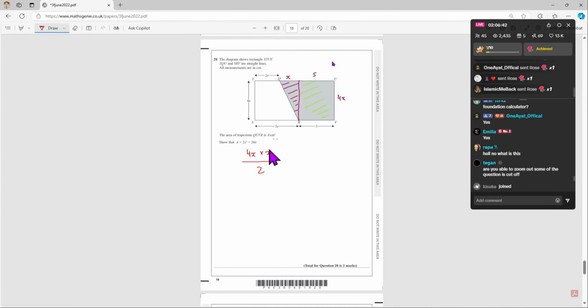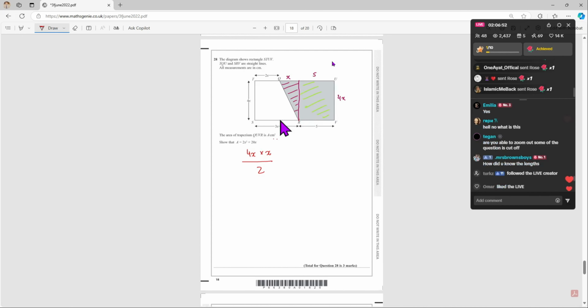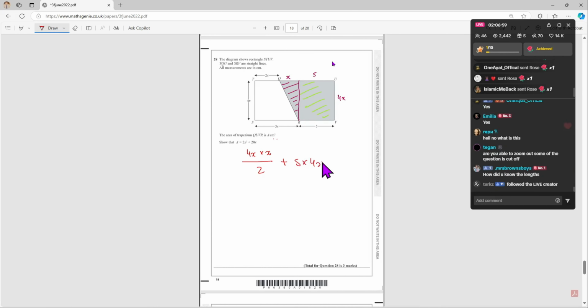Once we've got that, that is going to give us the expression for the area of our triangle. And to work out the area of our rectangle is simple: length times width. It's going to be 5 times 4x.